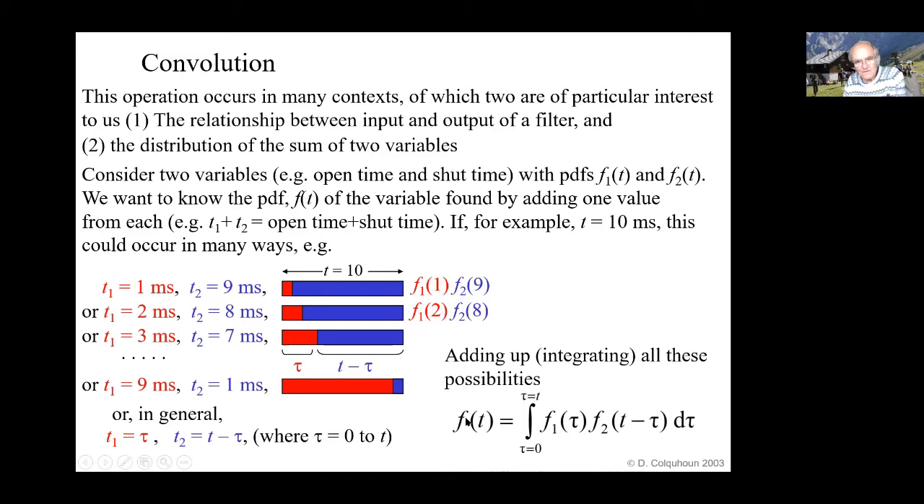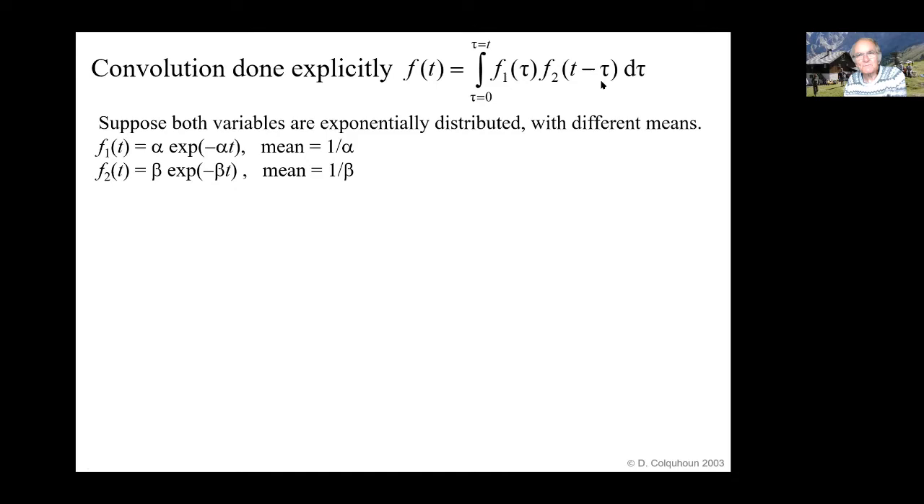So the probability density function of the sum of the two variables is the integral over tau, that the first interval is the length tau and the second is the length t minus tau, and tau goes from naught up to t. And in simple cases, that can be worked out explicitly using this integral, if it's a thing that's easy to integrate.